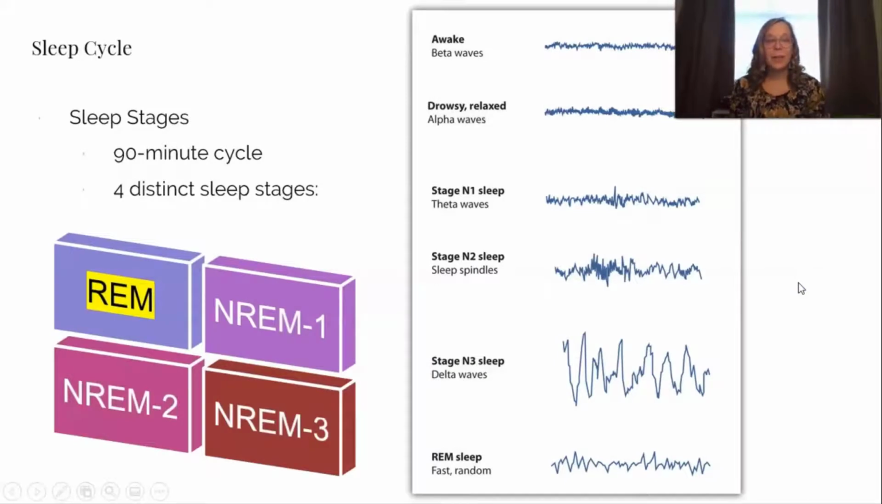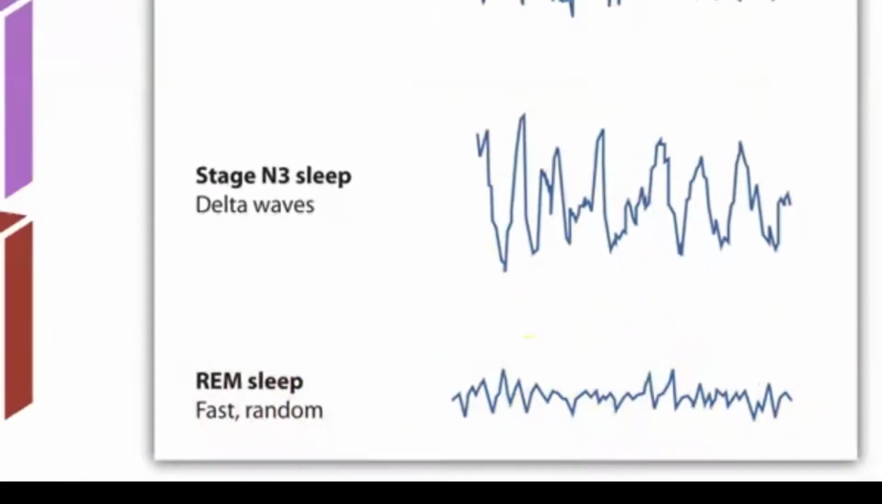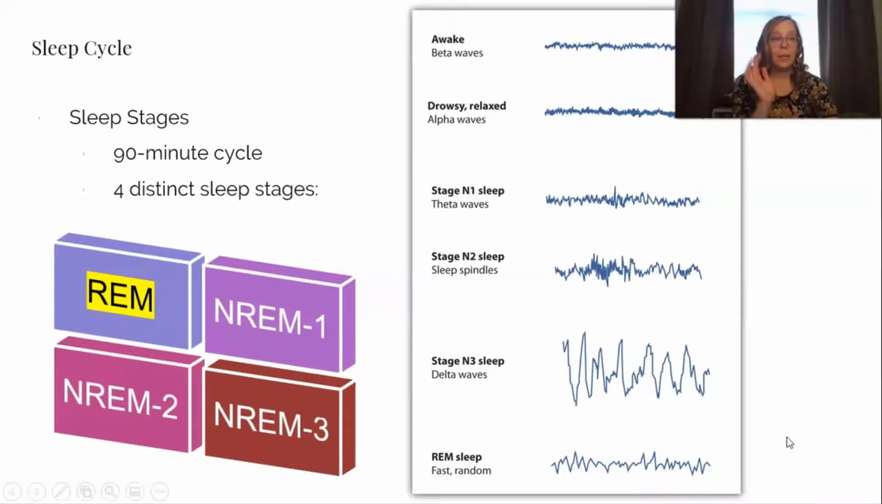And then lastly, we have REM. So REM is our rapid eye movement. It is when we have fast, random brain waves, and this is when you dream.